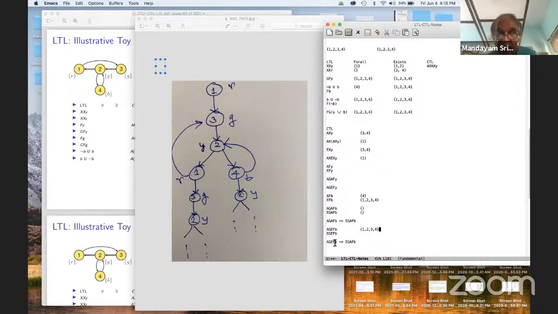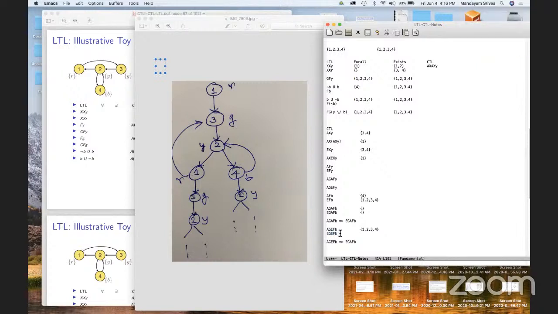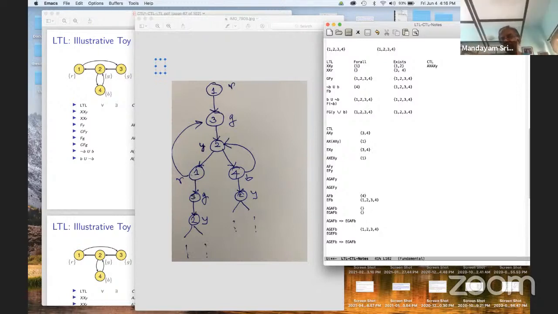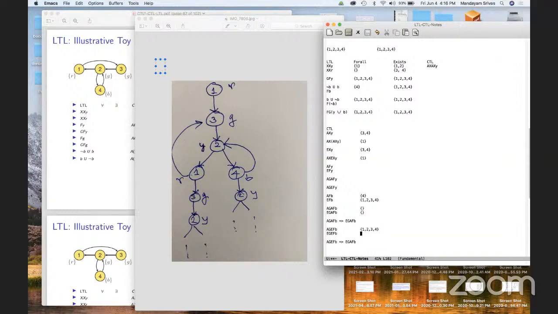So finally, finish off. The other possibilities, we already discussed AGAF, EGAF. I've already done AGEF of B. So what would be EGEF of B? AGEFB implies EGEFB, so 1, 2, 3, 4. Correct. This has to be a superset of that.